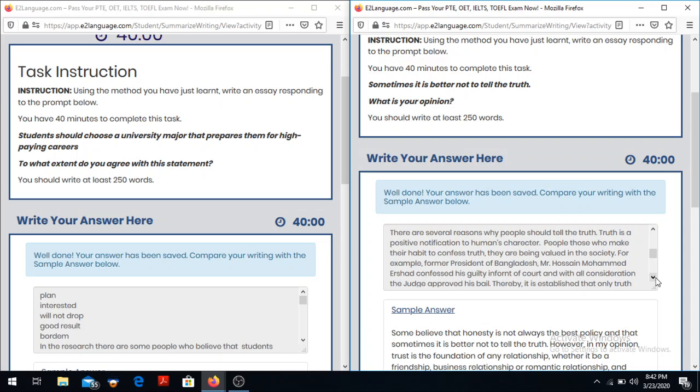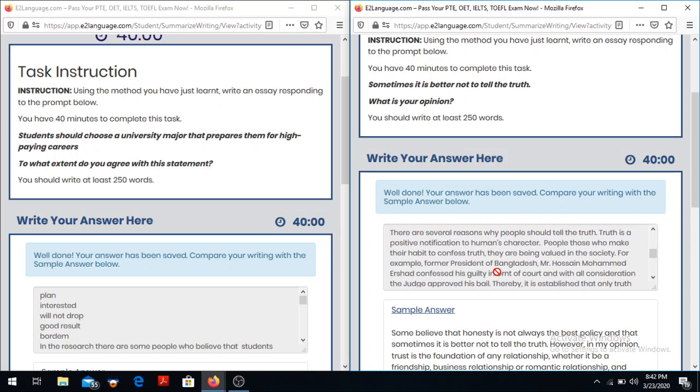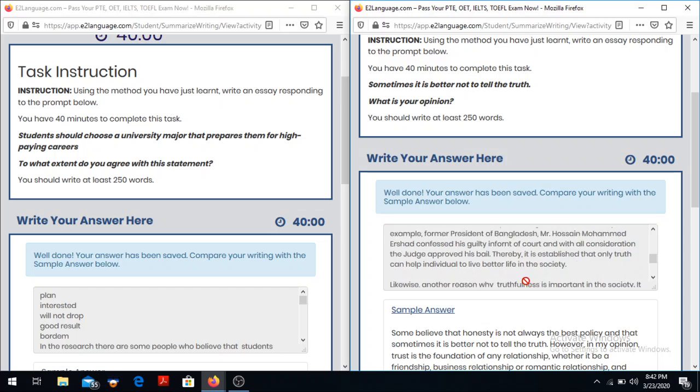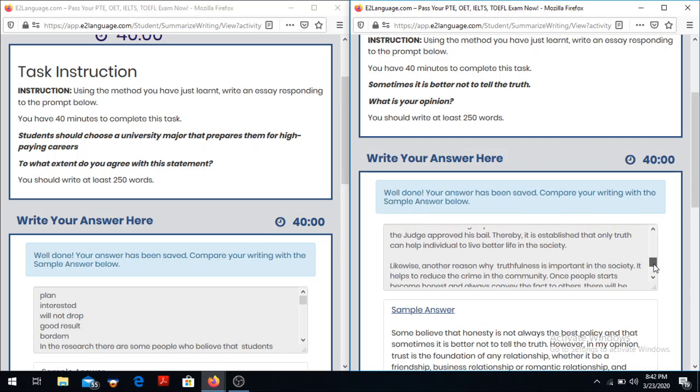For example, former President of Bangladesh, Mr. Hussain Muhammad Ershad, confessed his guilt in front of the court, and with all consideration, the judge approved his bail. Here you can write another sentence: later he was selected for president by the people's vote. Something like that we can write, or if you don't, then no problem. So thereby it is established that only truth can help individuals live a better life in society.